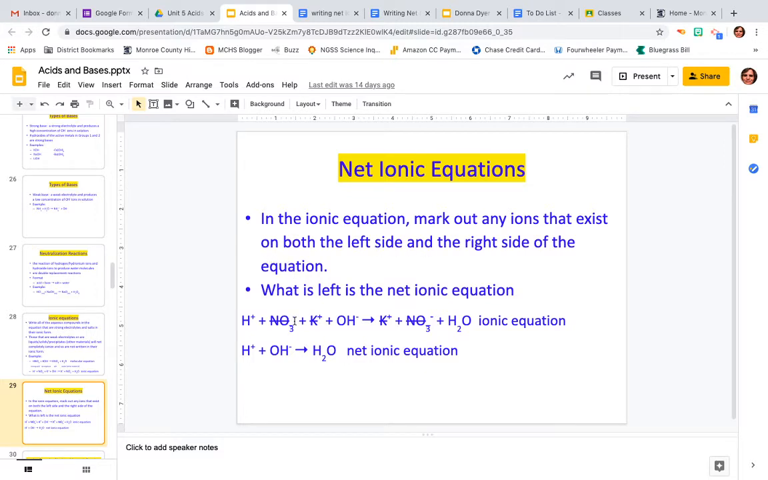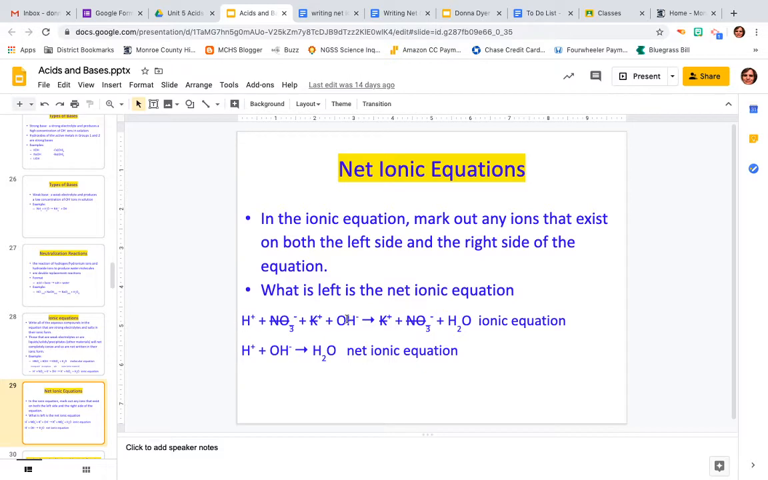And basically these ions that we're marking out, we call these spectator ions. So we notice that on the left and right of the arrow, we have an NO3, so those get marked out. On both the left and the right, we have a K+, so those get marked out. After we mark out the spectator ions, again, these are the ions that are on both sides of the arrow, then what we have left is our net ionic equation.